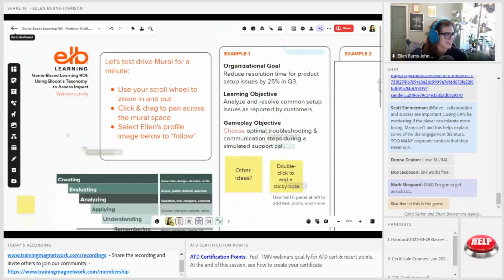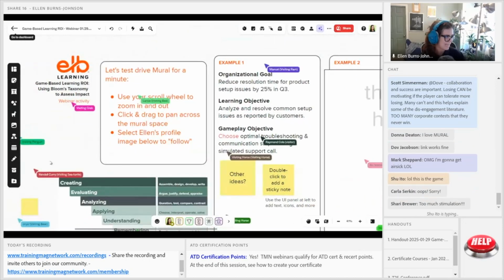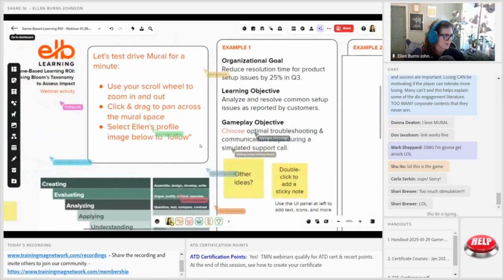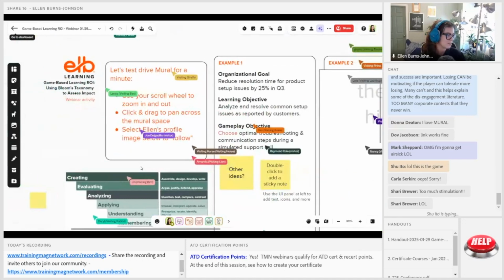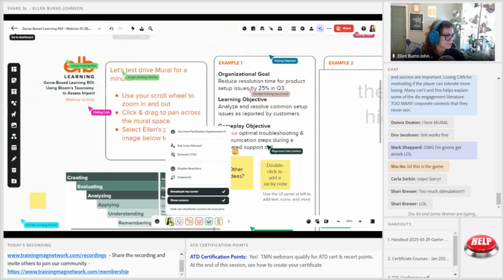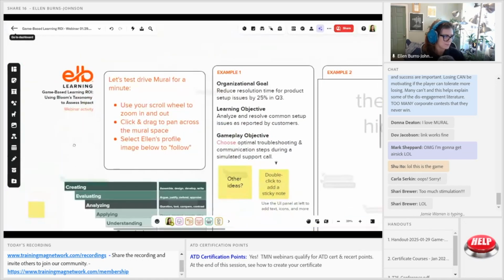Okay, so we're test driving Mural. I am seeing all sorts of visiting animals. If you just want to watch, you can watch on the screen that I'm sharing via Adobe Connect, or you can click on my avatar at the bottom of the screen, and then it'll just follow me around as I'm moving.